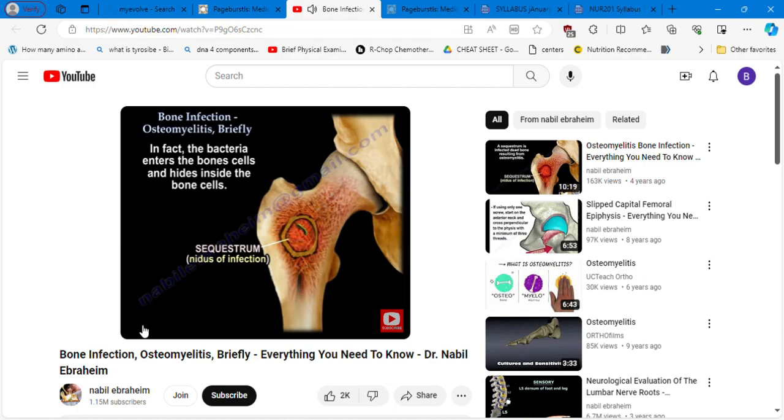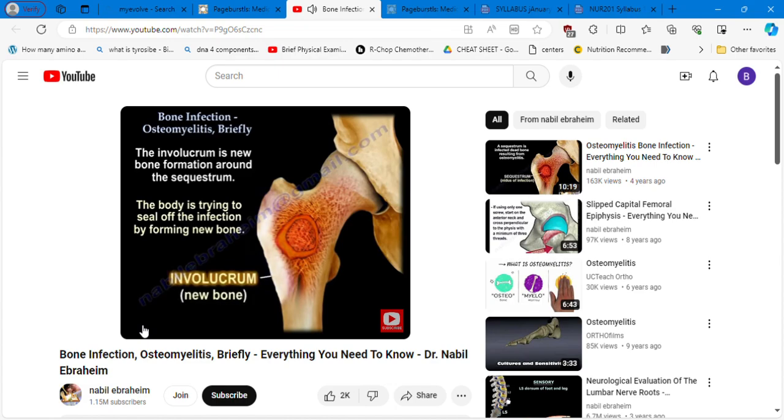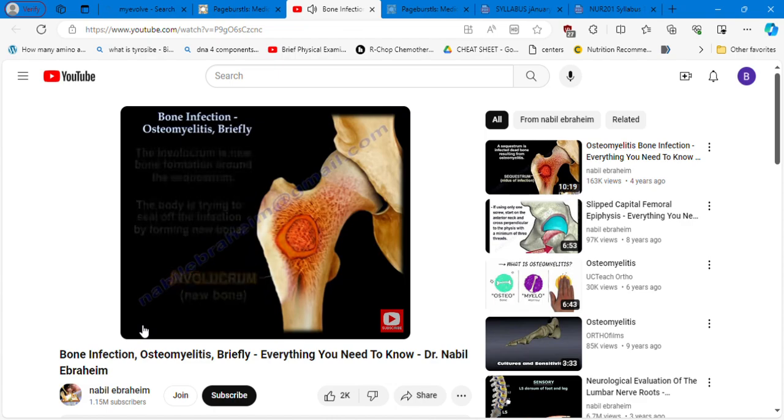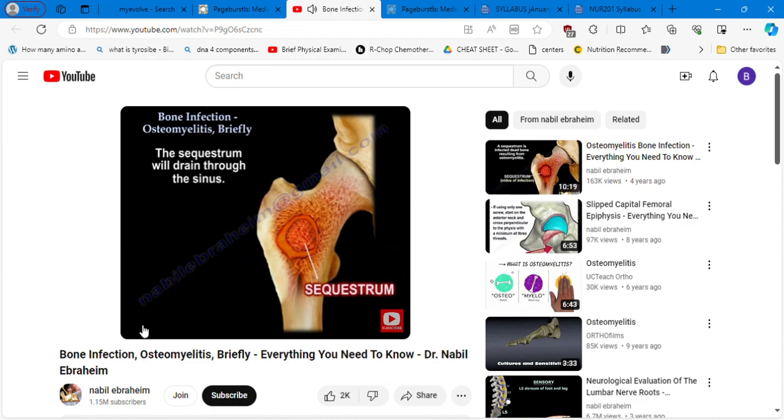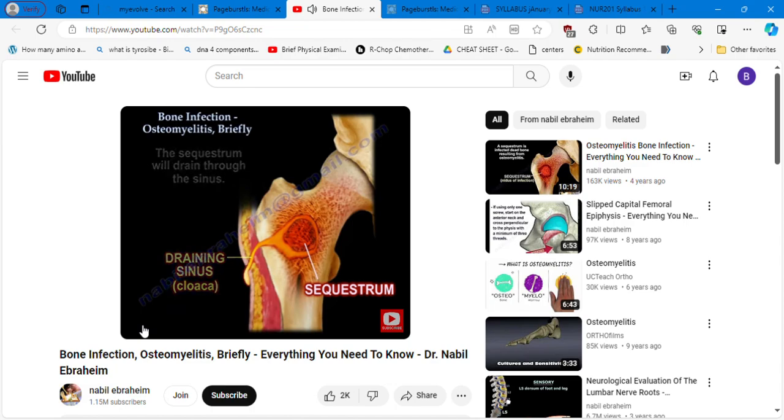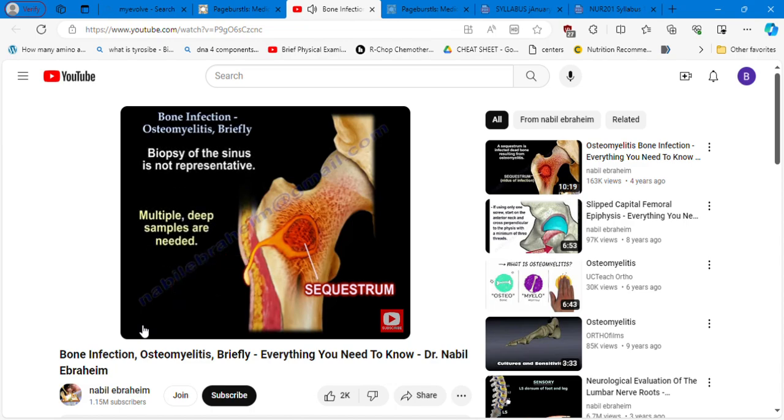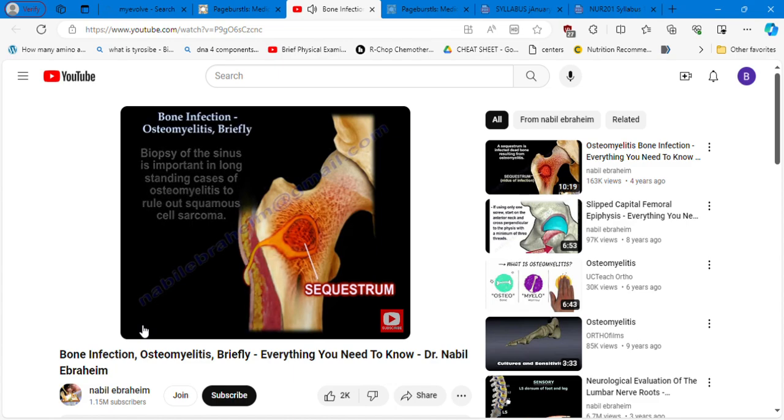In fact, the bacteria enters the bone cells and hides inside the bone cells, so antibiotics are not helpful. The involucrum is new bone formation around the sequestrum. The body is trying to seal off the infection by forming this. The sequestrum will drain through the sinus. There's a little canal formed in the bone to the outside. Biopsy of the sinus is not representative. Multiple deep samples are needed. Biopsy of the sinus is important in long-standing cases of osteomyelitis to rule out squamous cell carcinoma.